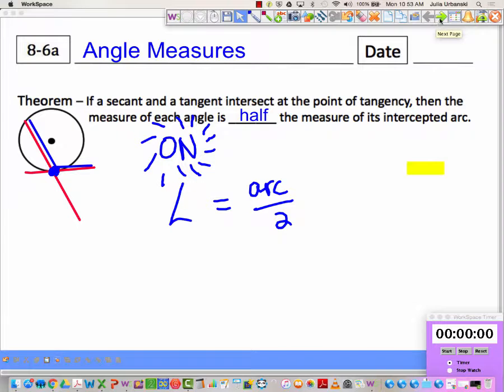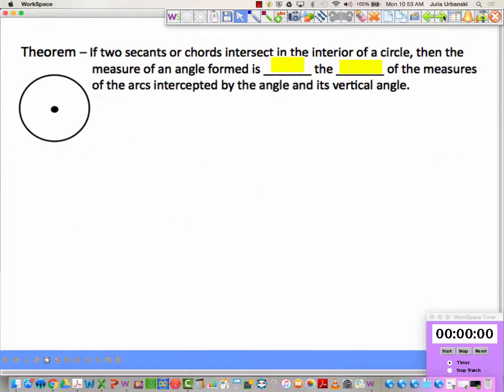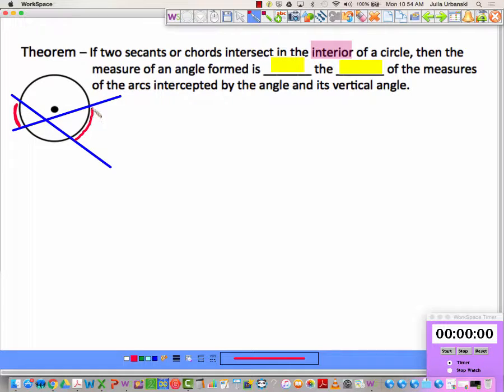Another situation you're going to see is one like this. Two secant chords. If you drew this line, it's okay. But it says interior. That means I need to make them crisscross inside. So they crisscross on the interior, on the inside. Look up at the board and tell me, what do I need to do? Add them, yep. You're going to add this one and this one together to find this angle.